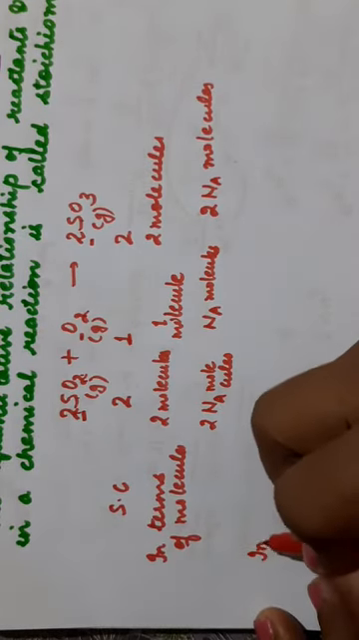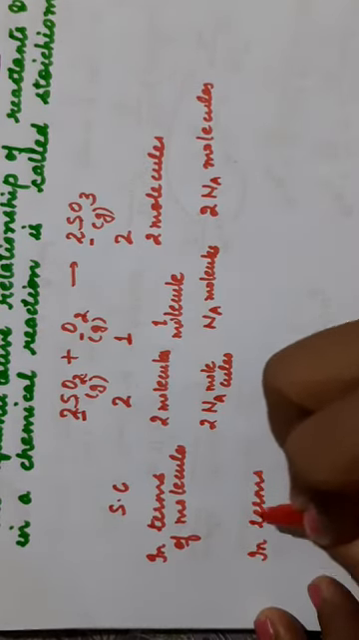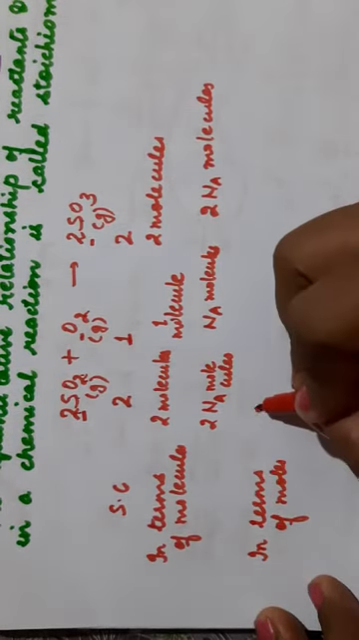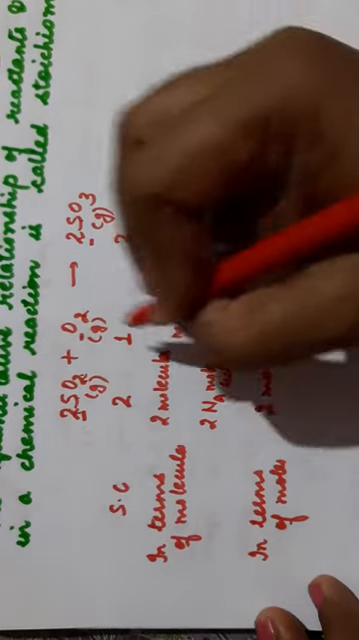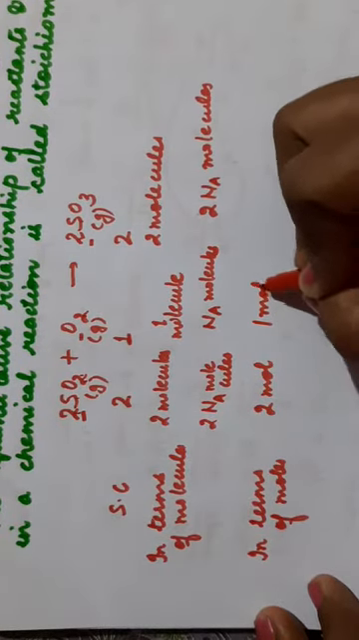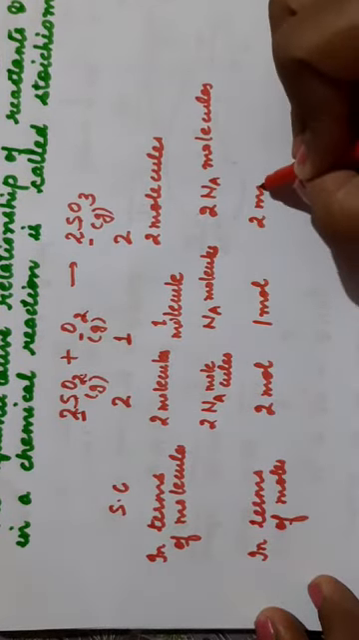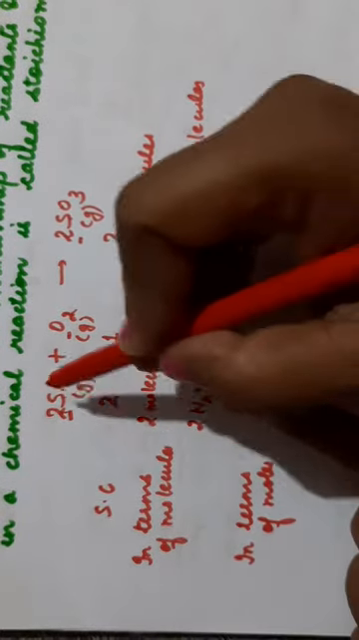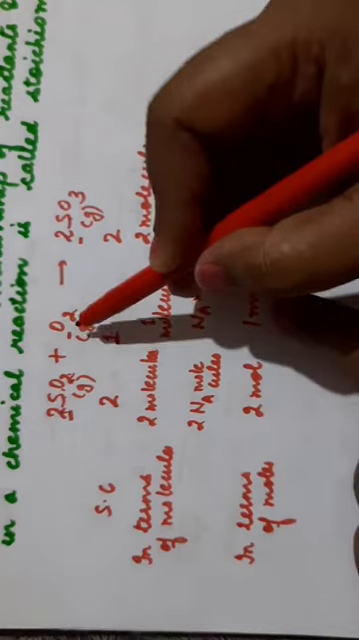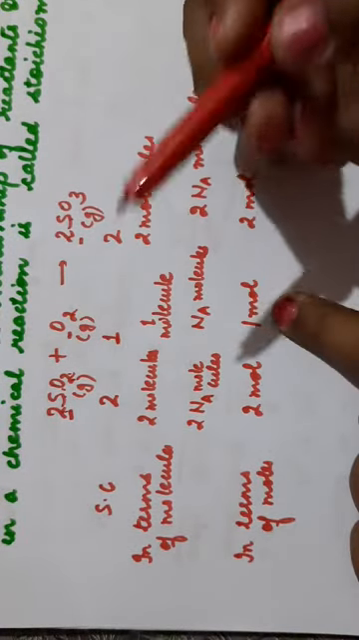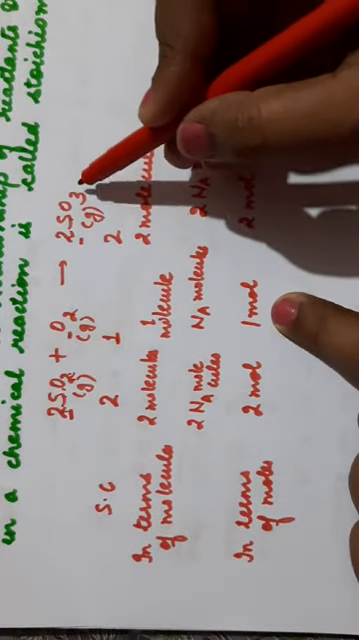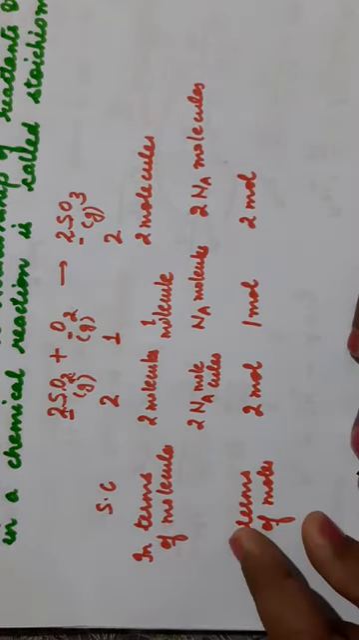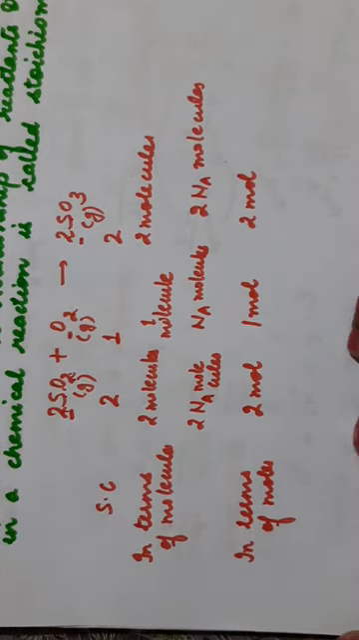So we can write the relation in terms of moles. In terms of moles, we can write here 2 moles of SO2 react with 1 mole of O2 to form 2 moles of SO3. Clear? So 2 moles of SO2, or we can say 2 molecules of SO2, react with 1 mole of O2 or 1 molecule of O2 to form 2 moles of SO3 or 2 molecules of SO3. So we have learned about 2 relations, in terms of molecules and in terms of moles.